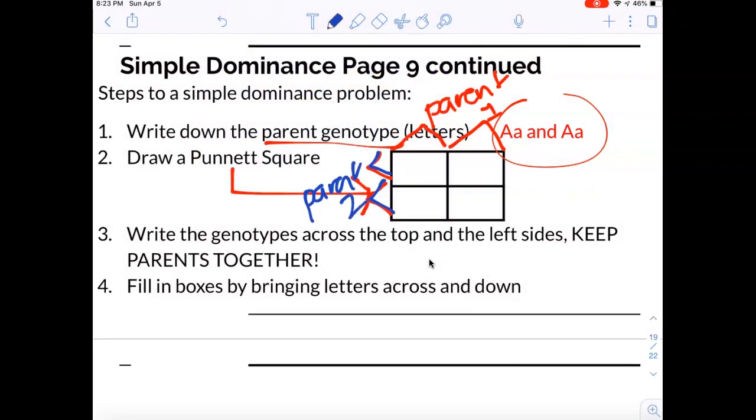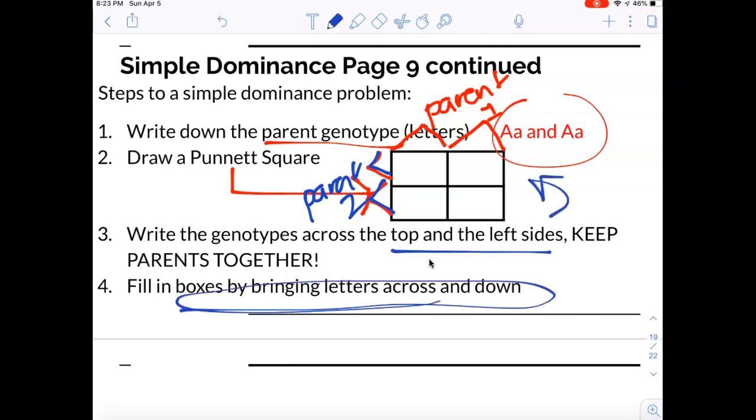And again, like the law of segregation, the law of independent assortment states there's equal chances of them making it into the offspring, so we have equal sized boxes for them. You're going to write the parents' genotypes across the top and left sides. That's what I did up here. And then you're going to fill in the boxes by bringing the letters across and down. So I have an example problem here for you guys that we're going to walk through. For the purposes of just this first problem, I don't have any traits associated. I'm just going to show you guys how to fill in a Punnett square.